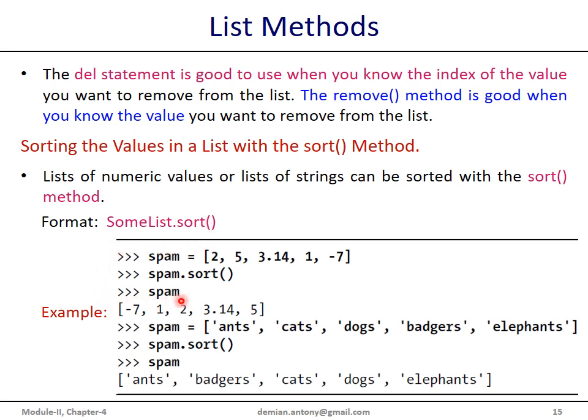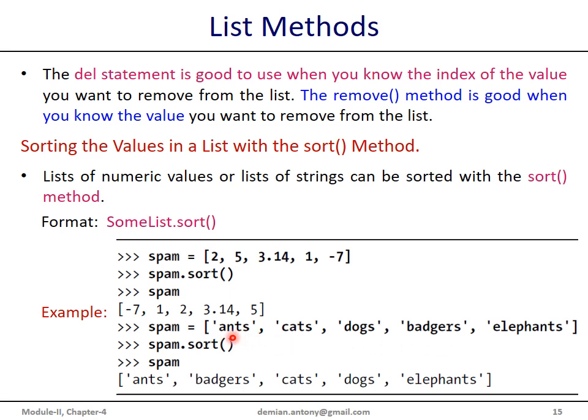First, let us sort the integer list. This is the integer list, unsorted, and with one sort instruction, now we have spam sorted in ascending order. This is the default behavior of the sort method. The sort method always sorts the elements in ascending order if we don't specify arguments which determine the sorting sequence. The second example sorts the strings in alphabetical order.